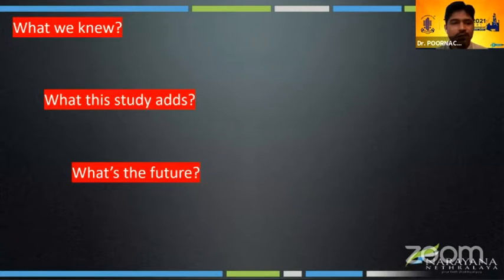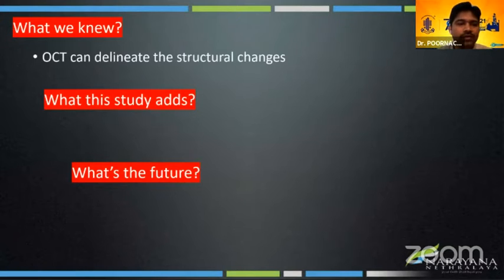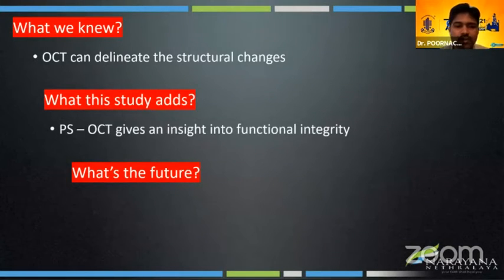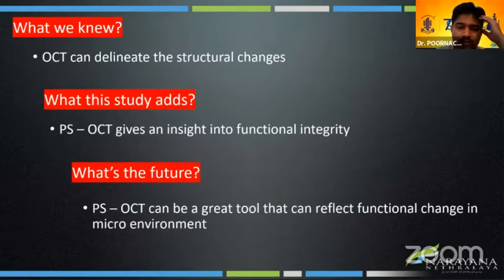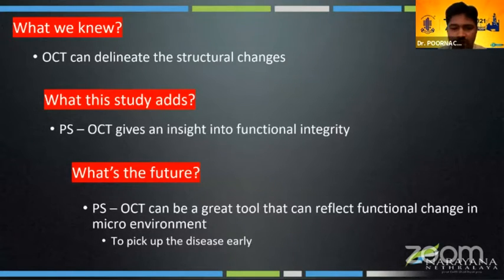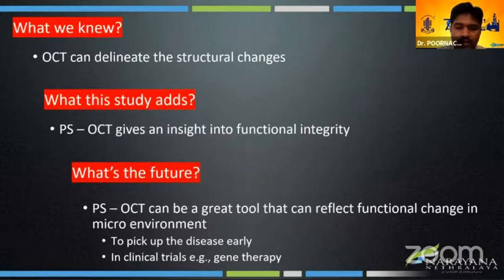To conclude, under these settings, what we knew was OCT can delineate structural changes. What this study shows is that PSOCT can give insight into the functional integrity. In the future, PSOCT can be a great tool that can reflect functional change in the microenvironment to pick up disease early, even in other degenerative conditions like AMD, and also monitor clinical trials, for example, gene therapy. Thank you.